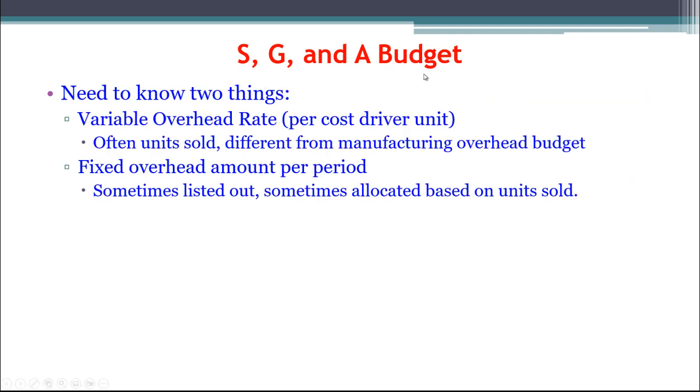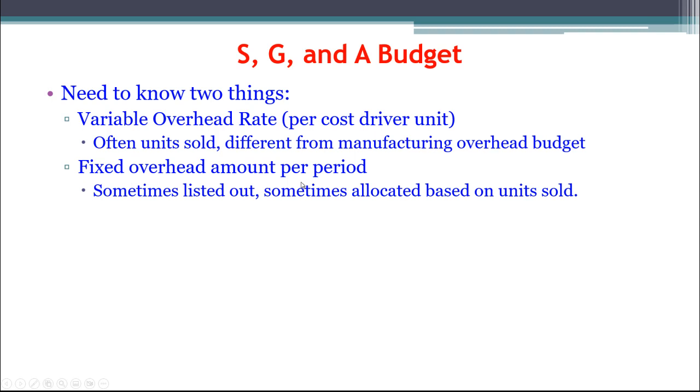For the selling, general, administrative budget, we really need to know two different things. We need to know the variable overhead rate, and we obviously need to know what cost driver is being used to allocate that variable overhead. Now, this is where it's a little bit different from the manufacturing overhead because it's often going to be based simply on the number of units sold or even dollars sold, a percentage of the dollars sold, as opposed to labor hours or machine hours, which were used for the manufacturing overhead budget. That's where the difference is.